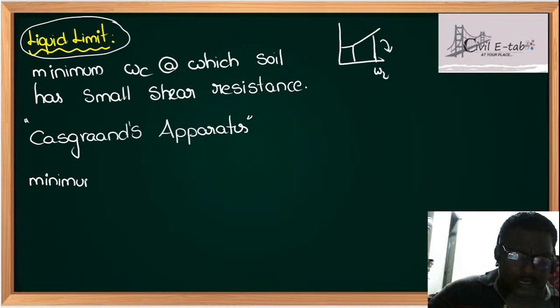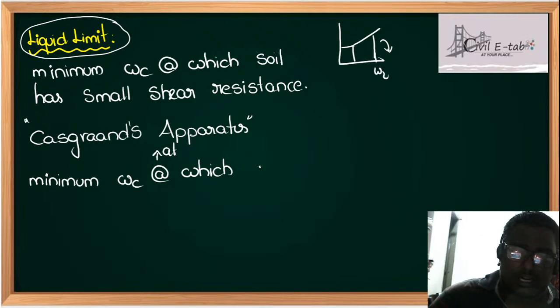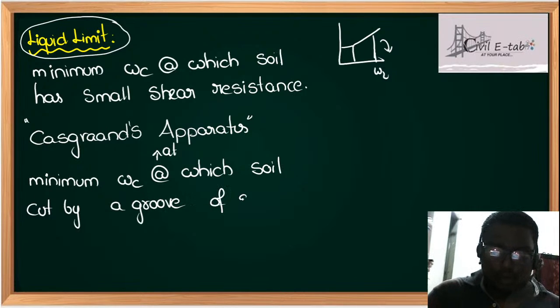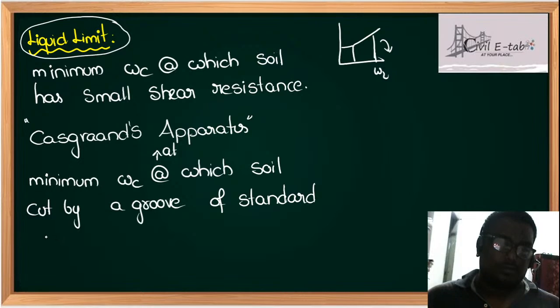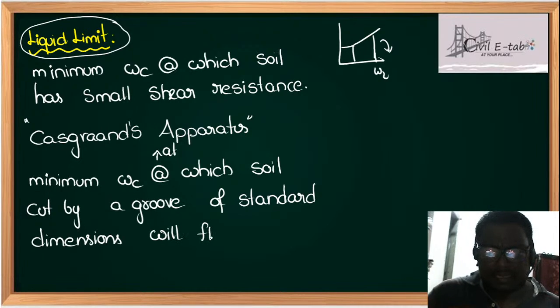It is the minimum water content at which a soil cut by a groove of standard dimensions will flow together for a distance of 12 mm under an impact of 25 blows. This is the entire practical definition, students. It will flow together for a distance of 12 mm.